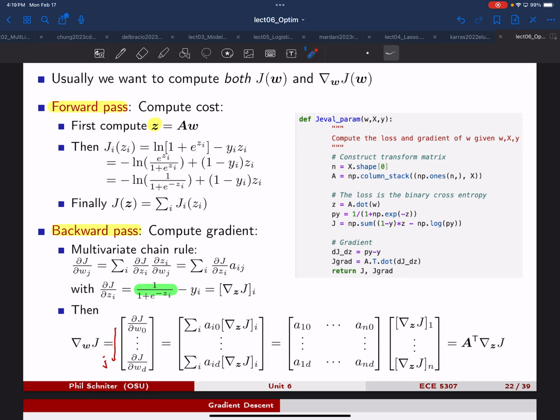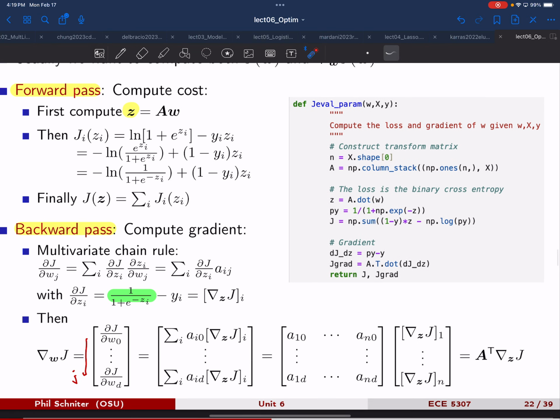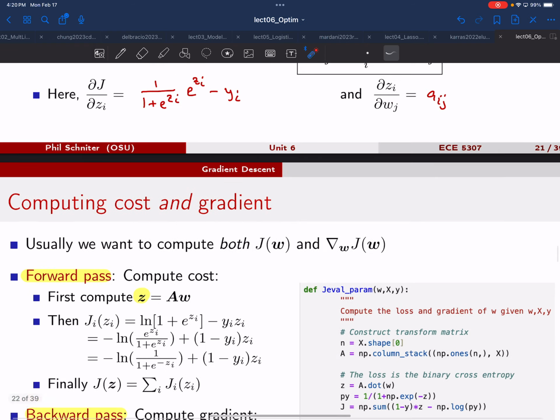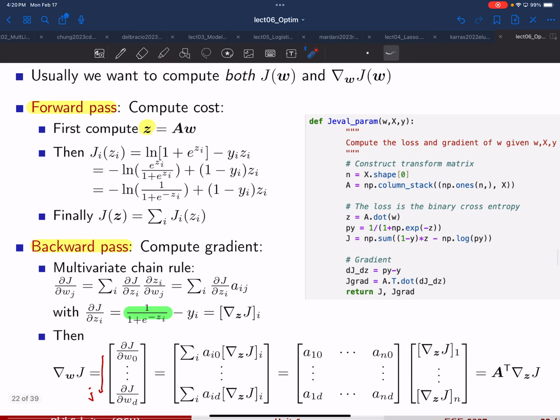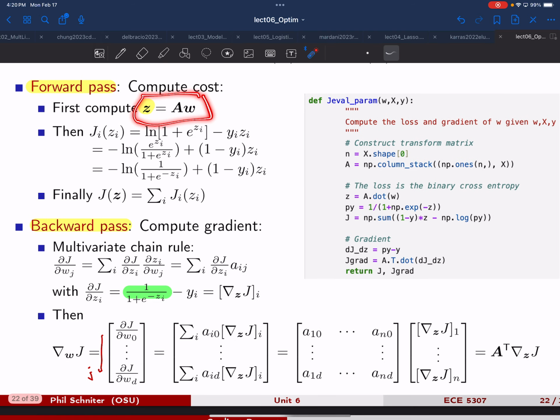Okay. Any questions on what we've done down here? Okay, so let's take a look at our code then. This piece of code takes in the current w parameter vector. It takes in our training data X and y. The first thing it does is compute this A matrix. It does that by making a column of 1s and sticking that to the left of X to get A, and we remember that's because of this. Once we have that A matrix, we can compute our z vector using a matrix-vector multiply.